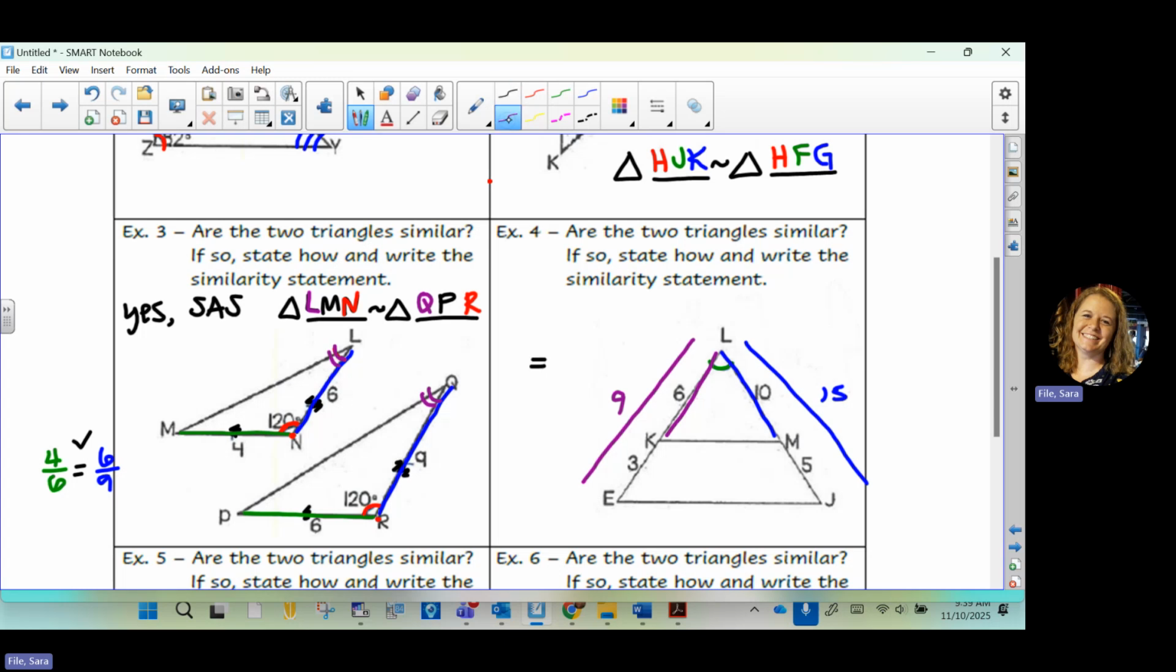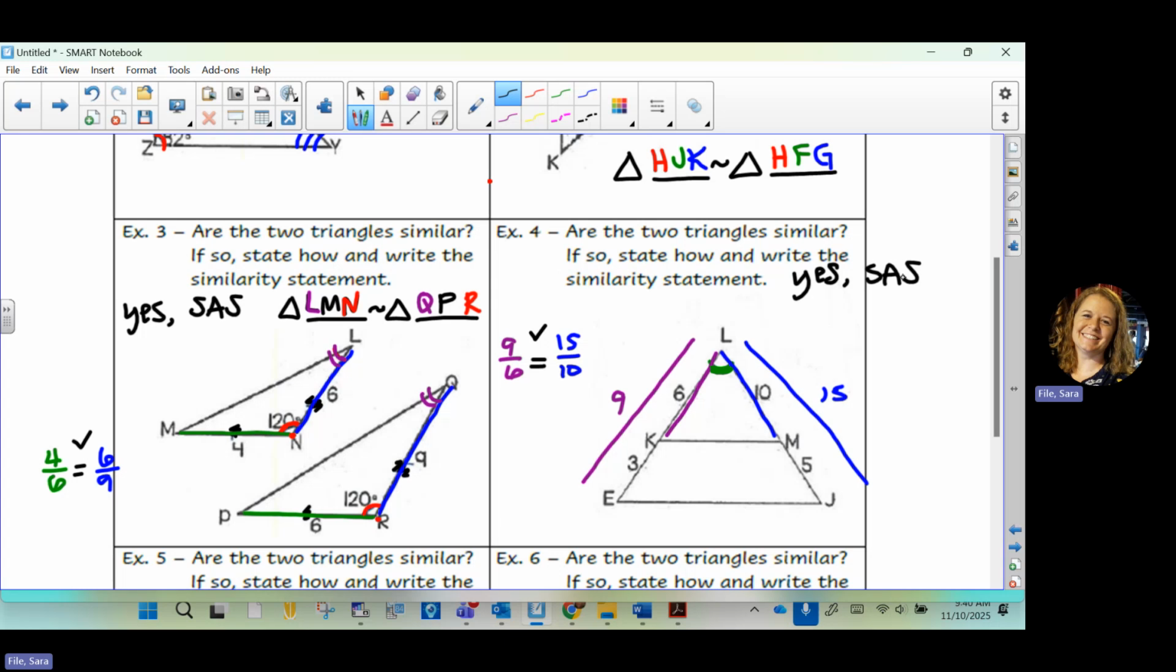So my ratio can be 6 to 9 or 9 to 6. It doesn't matter if you go big to small, as long as you're consistent. So I went big to small, so I need to go 15 to 10. And I'm asking myself, are these equal? 3 halves, right? For both? So those sides are proportional, and we know the included angle is congruent to itself. So this is a yes by side angle side. Are you supposed to put the largest number on the top? You could have flipped as long as you flipped both. They're still equal.